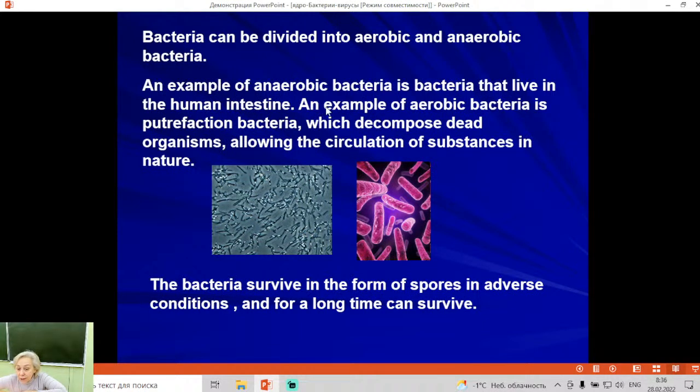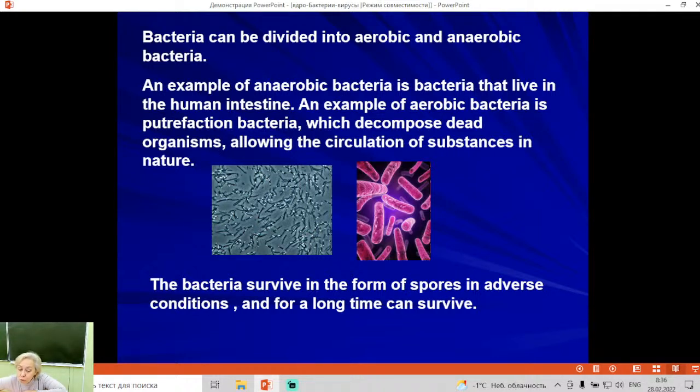Bacteria can be divided into aerobic and anaerobic bacteria. An example of anaerobic bacteria is bacteria that live in the human intestine. An example of aerobic bacteria is putrefaction bacteria, which decompose dead organisms along the circulation of substances in nature.